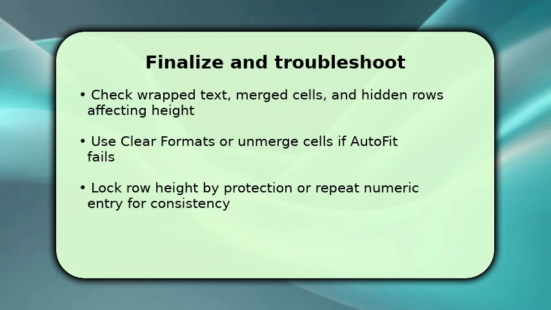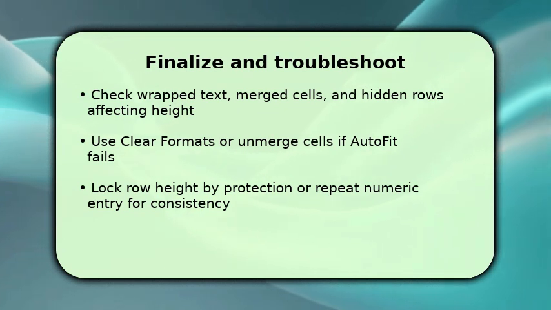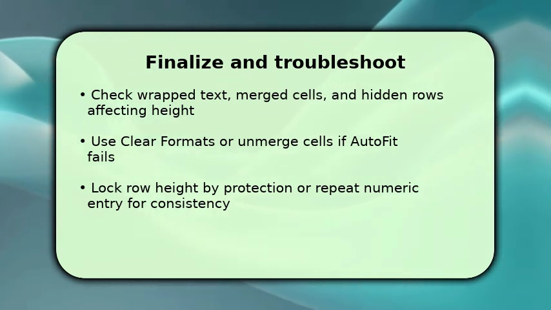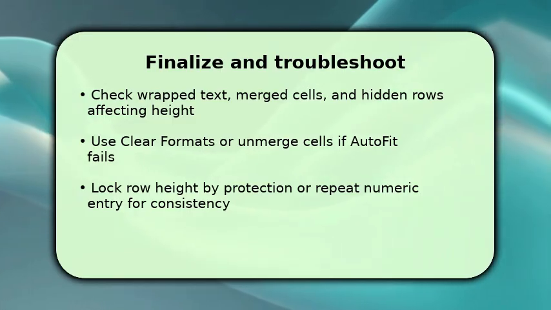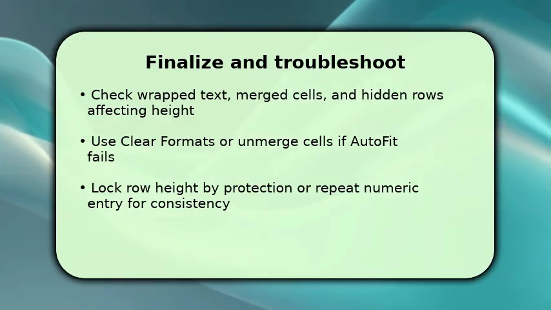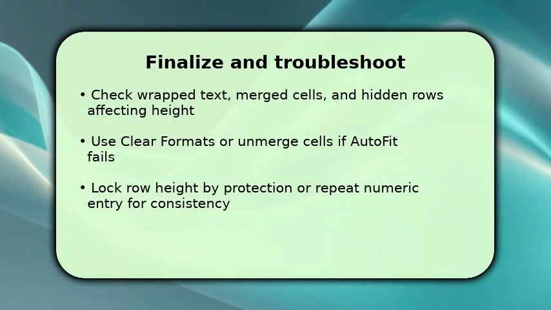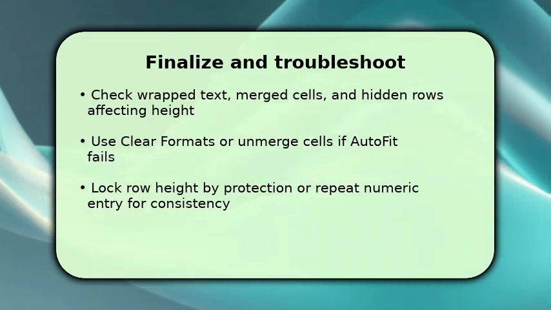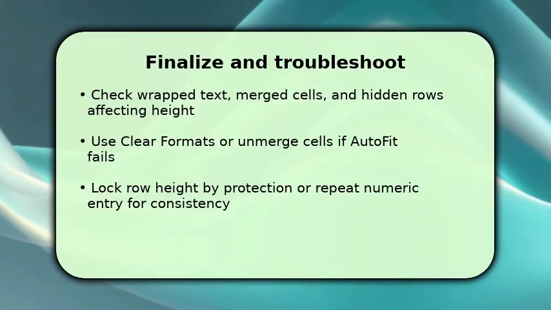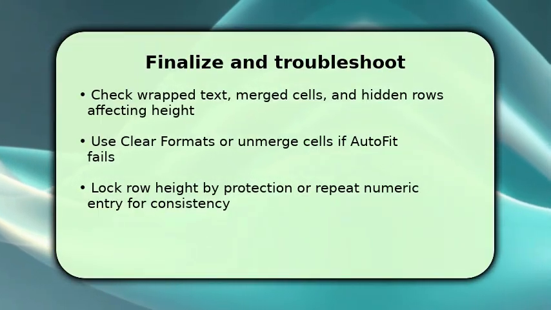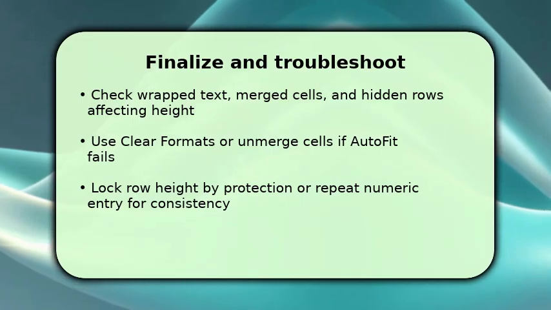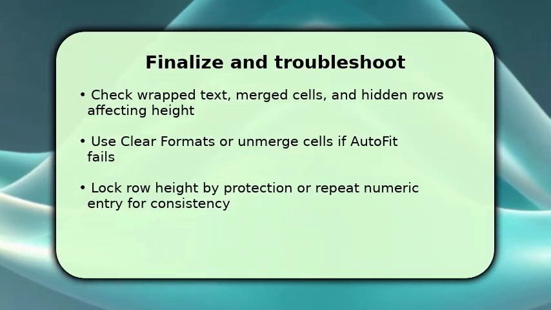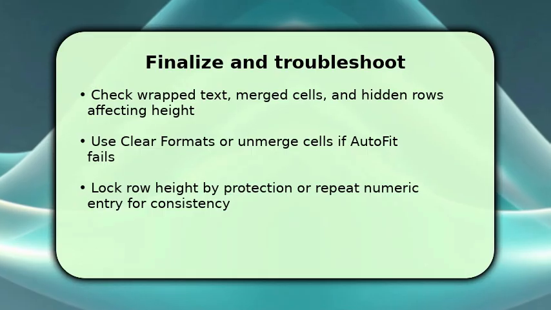Scroll and inspect for unexpected truncation or oversized gaps, because merged cells and manual locks often block auto-fit. If something goes wrong, unmerge cells or remove vertical alignment that forces odd spacing, then auto-fit again. You can also use clear formats to reset problem rows before applying a numeric height. Finally, make sure to protect the sheet if you need fixed heights. Otherwise, another user may undo your changes.